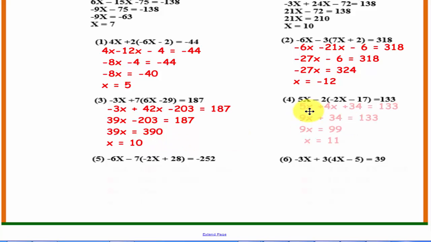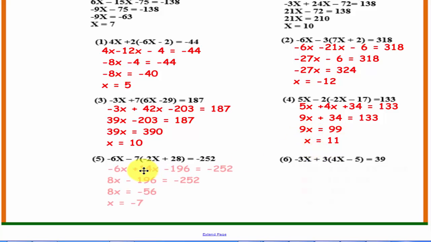Number 4. 5x minus 2 times the quantity 2x minus 17 equals 133. 5x and negative 2 times 2x is negative 4x, and negative 2 times negative 17 is a positive 34. Okay, so 5x plus 4x is 9x plus 34 equals 133, and we are going to subtract 34 from this side, subtract it from this side, so 9x equals 99. Positive, positive, divide by 9, and the answer is 11.